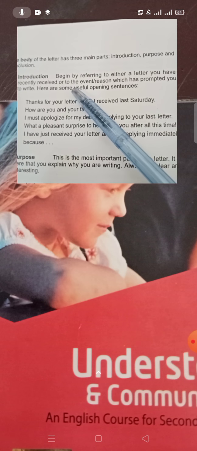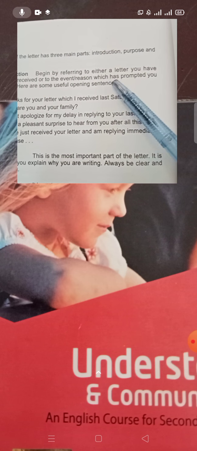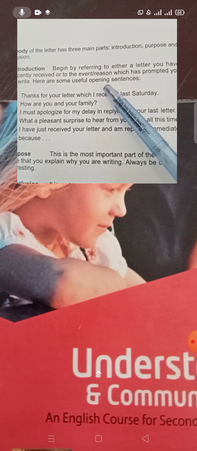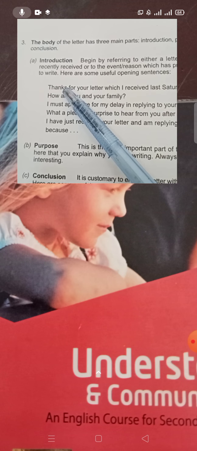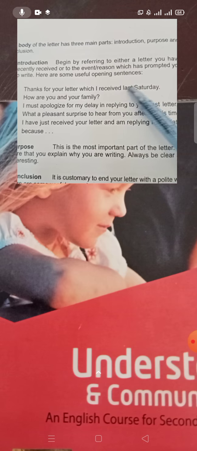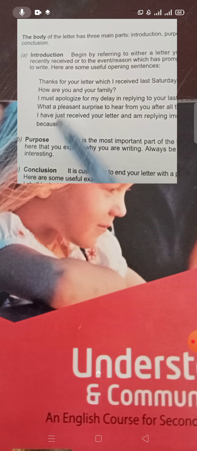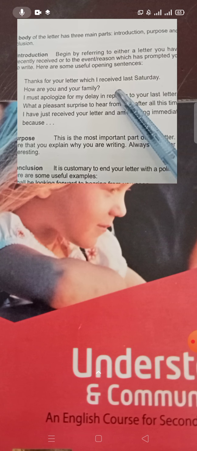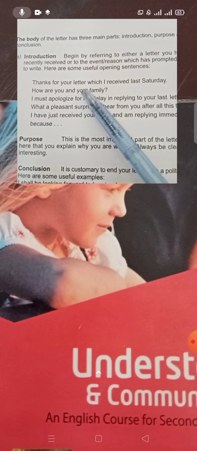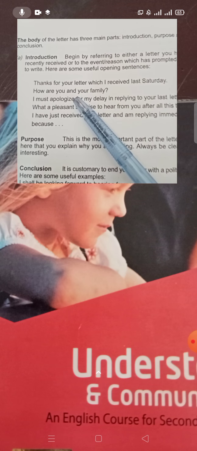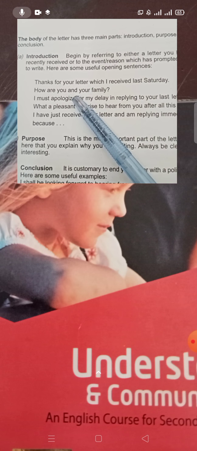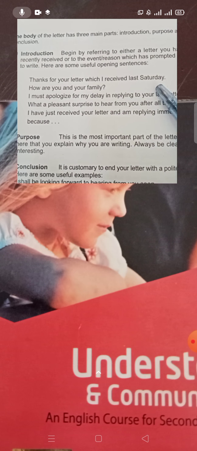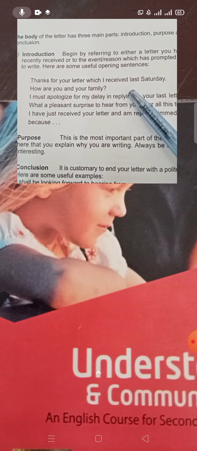Introduction: begin by referring to either a letter you have recently received or to an event or reason which has prompted you to write. Here are some useful opening sentences. Thanks for your letter which I received last Saturday, meaning from the person you know, who recently sent you a message or letter. So in the starting you will write, thanks for your letter which I received last Sunday. In returning, you are saying this line.